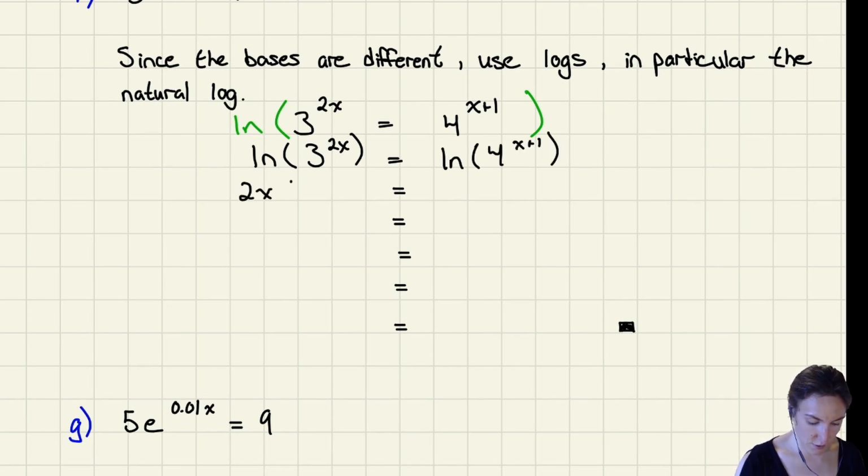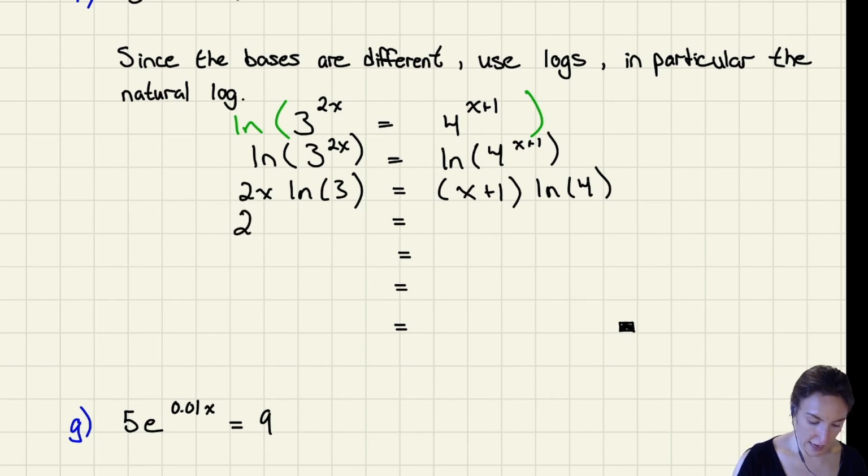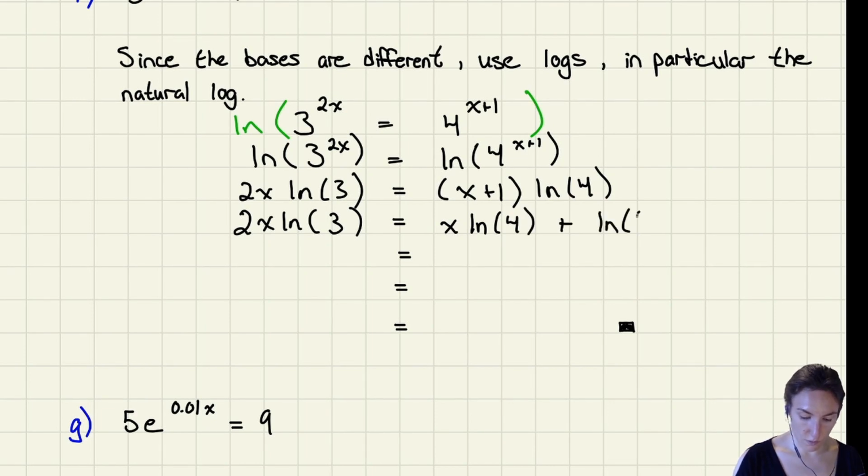Okay, so I have 2x ln 3. And now that ln 3, that's just a number. Okay, and then just be careful with your brackets for the right-hand side. This is x plus 1 all multiplied by ln 4. Okay, and again, this is a number. So now we have to be a little bit careful because I need to expand my right-hand side because I want to bring all my x's on one side. So I have 2x ln 3. My right-hand side, I have now two terms. I have x ln 4 plus ln 4.